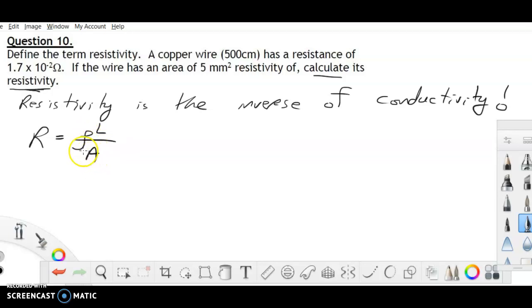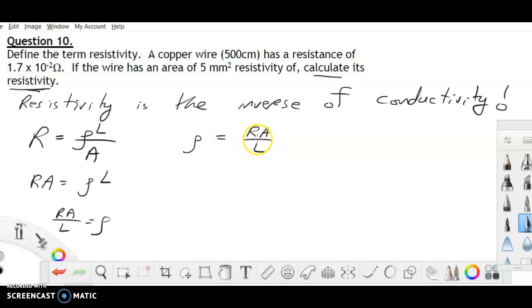So we can throw the A across and up by multiplying both sides by A, and we get R times A equals rho times L. And finally we want to get rho on its own, so we can throw the L across and down by dividing both sides by L. So we get R times A over L equals rho. Now I like to put my stuff on the left and put this guy over here. That doesn't matter, I'll just swap them from each side. They're still equal. Rho equals R times A over L.